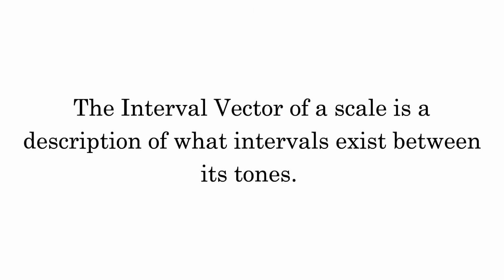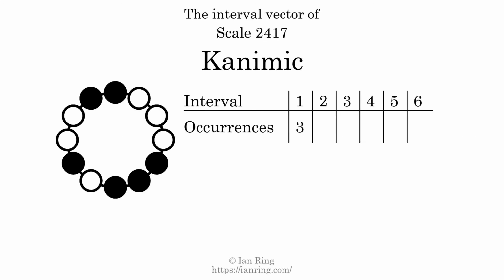The interval vector of a scale is a description of what intervals exist between its tones. There are 3 intervals with a size of 1 semitone. They are here, here, and here. There are 2 intervals with a size of 2 semitones. They are here, and here.